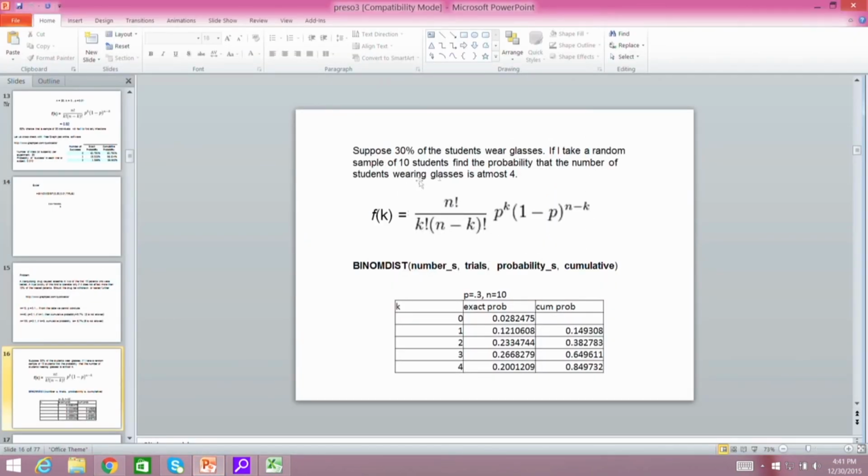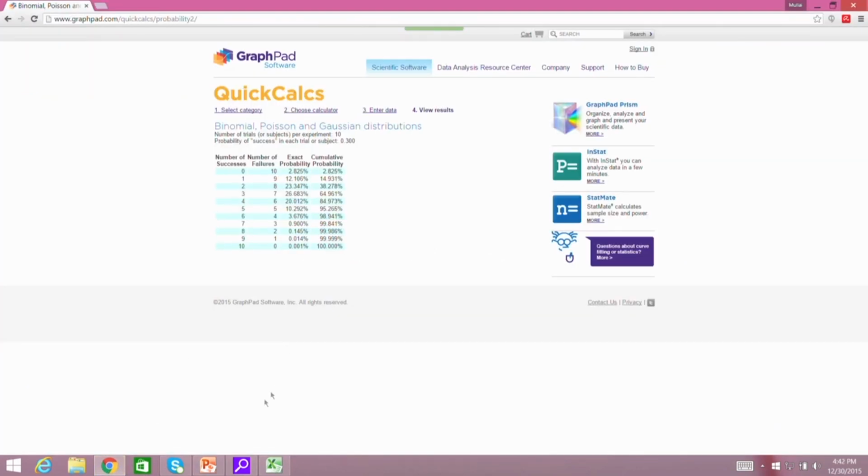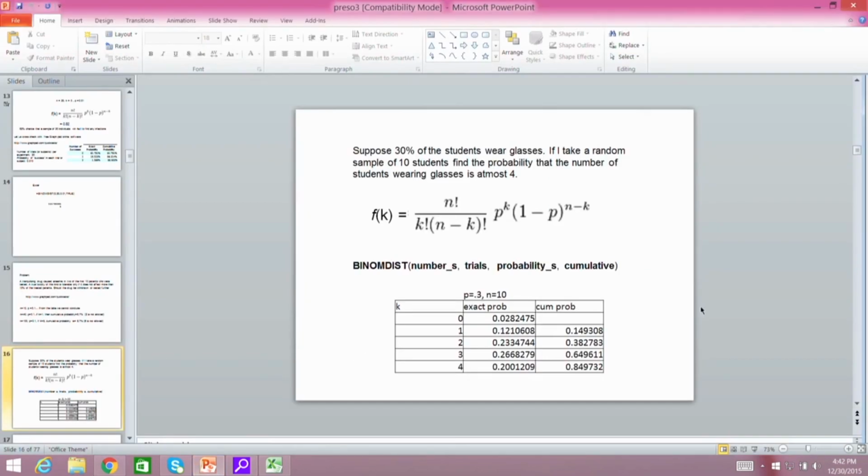So you can use this equation, or we can use the Excel function, or we can use the GraphPad software also. So all these are possible to get. So as you can see here, this is the cumulative, this is the exact probability for 0 wearing glasses, 1, 2, 3, 4, like that, it goes up to n of 10.